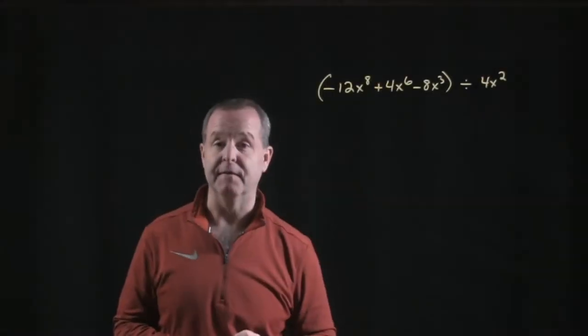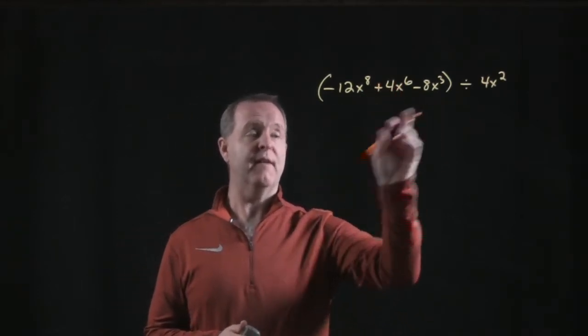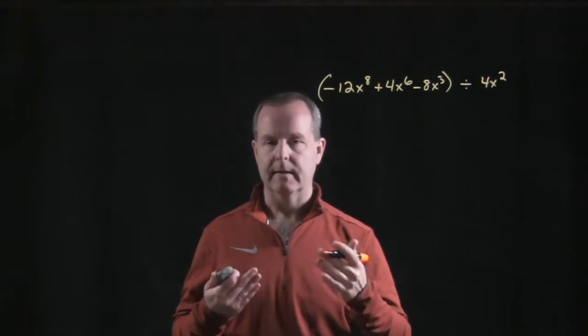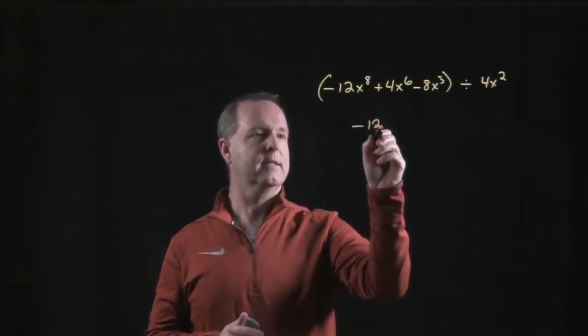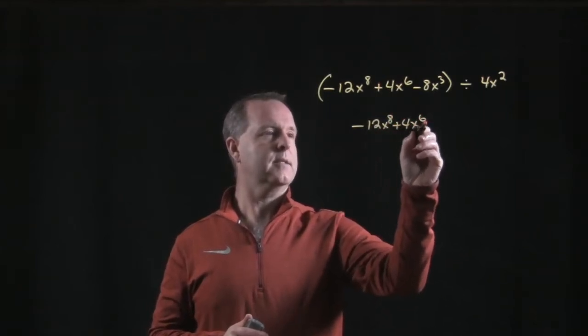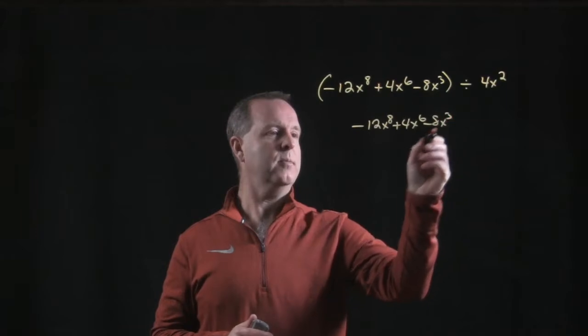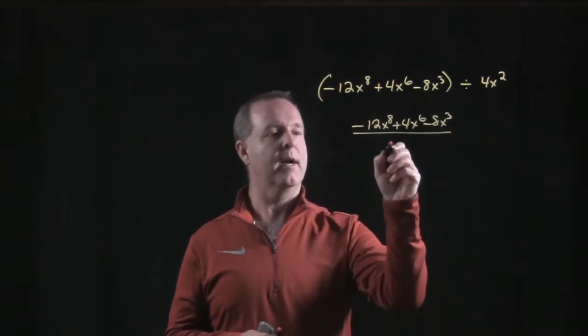Now let's expand our division a little bit further. This polynomial divided by 4x squared. Let's write that in a vertical form. So I have 12x to the 8th plus 4x to the 6th minus 8x cubed. I want to divide that by 4x squared.